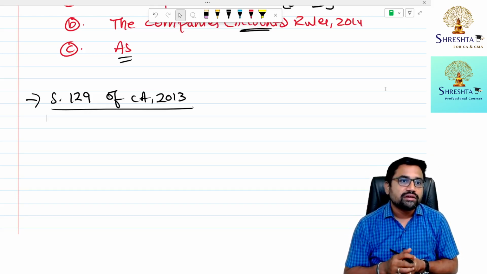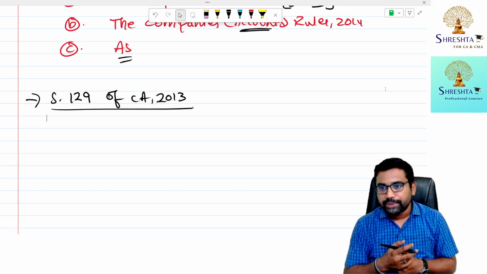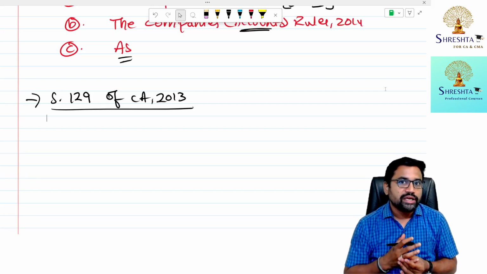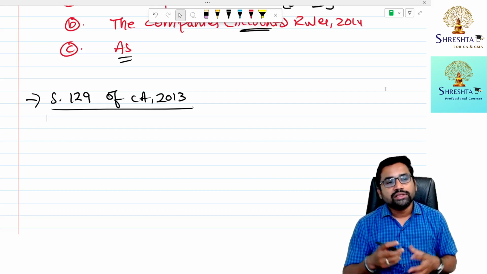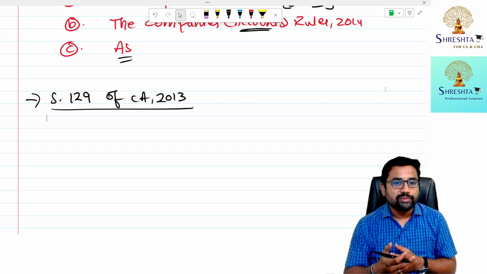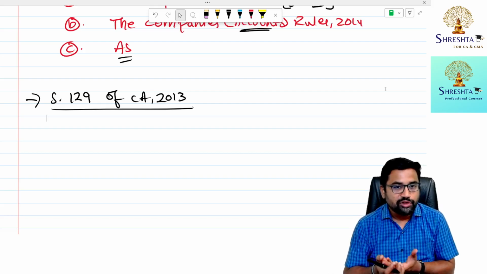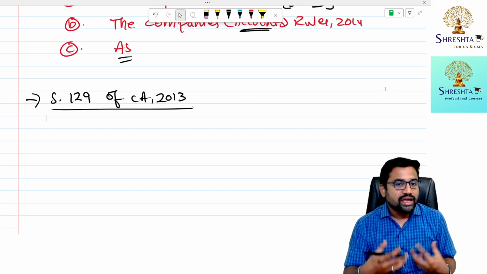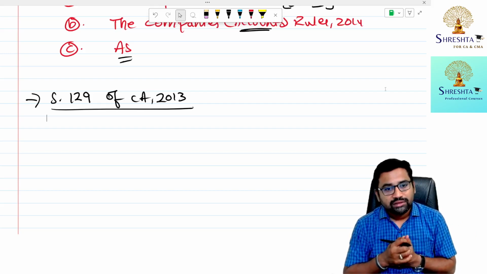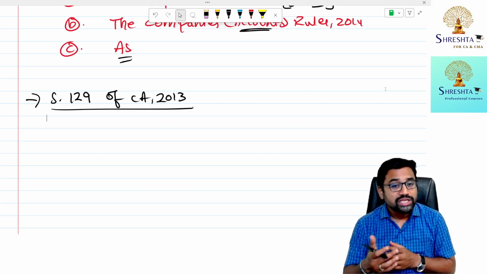At the end of the year, I will prepare my P&L account, my income statement, and my balance sheet, and I will see how my performance is this year, whether I have achieved profit or suffered loss, and what the position of my assets is. What about a company? A company will have so many owners, so many shareholders.